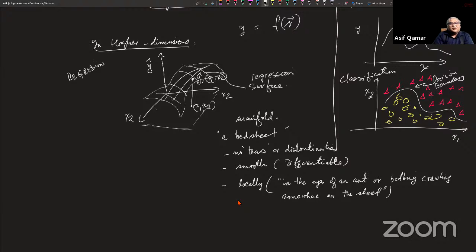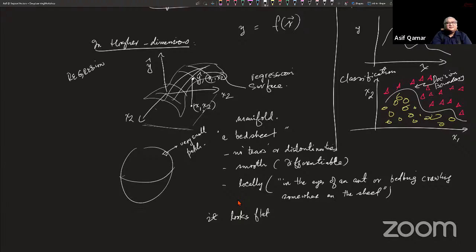What happens? The world looks how? The bug is very, very tiny, a bed bug is so tiny you can barely see it, a dust mite or whatever it is. For that bug, the bed sheet will look flat. Locally, it looks flat, isn't it? Imagine a sphere. If you take only a very, very small patch of the sphere, it will look flat to a little ant.